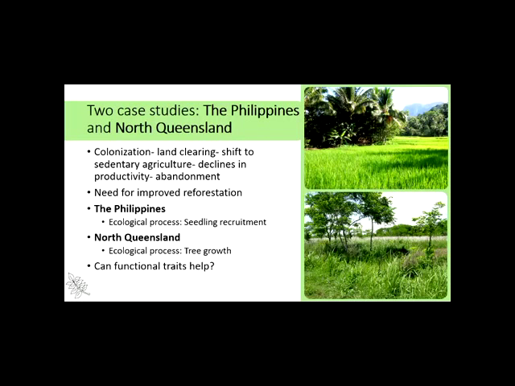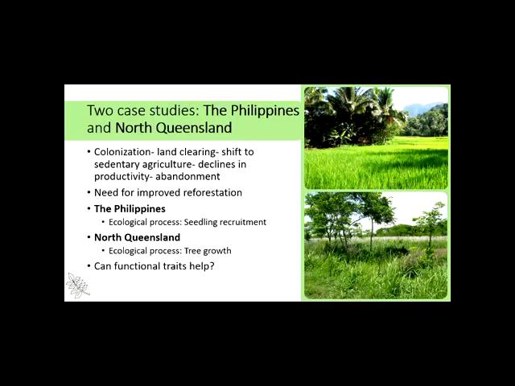So firstly, just to give you some background, both these two regions actually have quite a lot of similarities. The respective English, and then Spanish and American, colonization events have led to huge amounts of land clearing and a shift to sedentary agriculture. And that shift was then accompanied by declines in productivity, and then that land was eventually abandoned. And so there are huge amounts of degraded land in both the Philippines and North Queensland. So there's a really big need for improved reforestation.